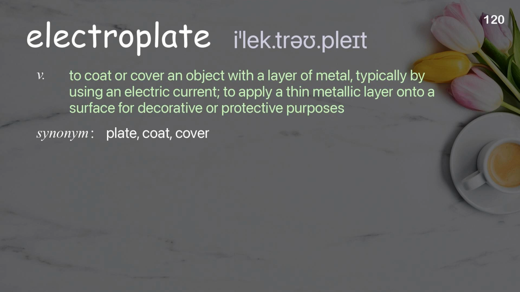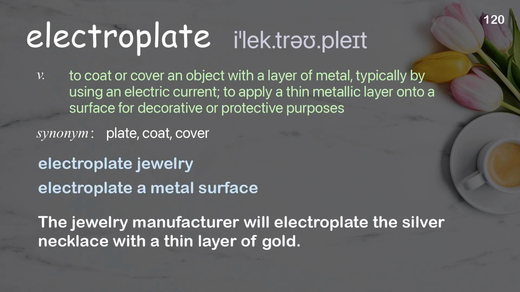Electroplate. To coat or cover an object with a layer of metal, typically by using an electric current, to apply a thin metallic layer onto a surface for decorative or protective purposes. Examples: Electroplate jewelry. Electroplate a metal surface. The jewelry manufacturer will electroplate the silver necklace with a thin layer of gold.